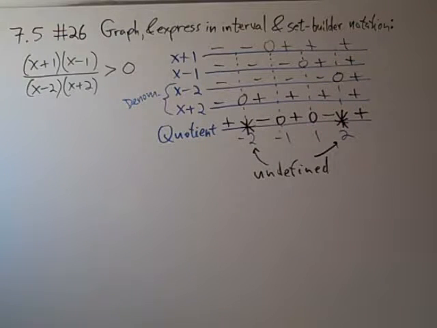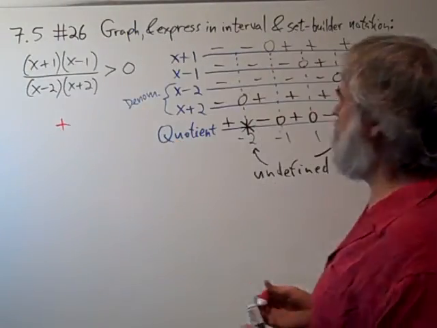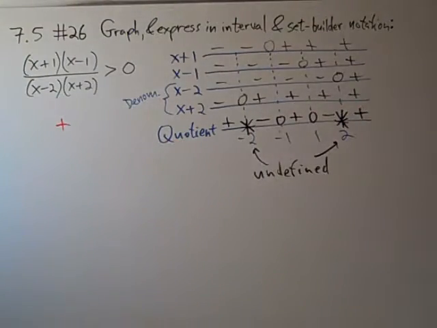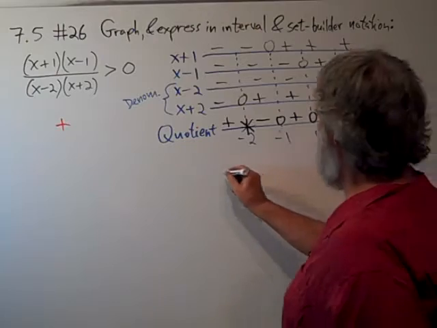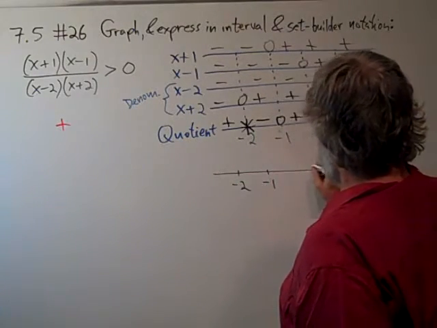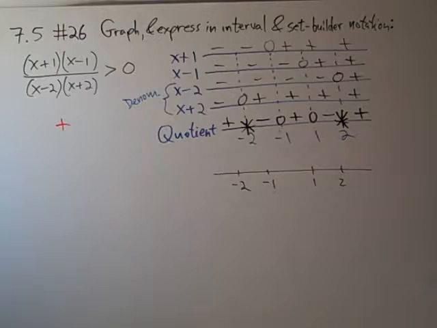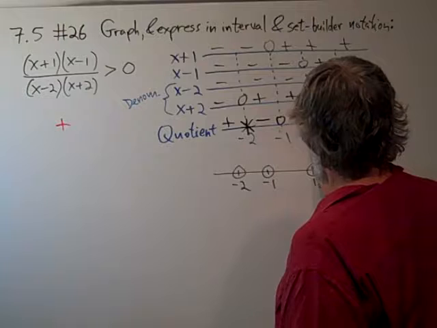So now we know we're looking for where this quotient is positive. Bigger than 0 means positive. Where are the pluses? So let's graph the solution set. Negative 2, negative 1, 1, and 2 on the number line. We'll put circles around each of those.